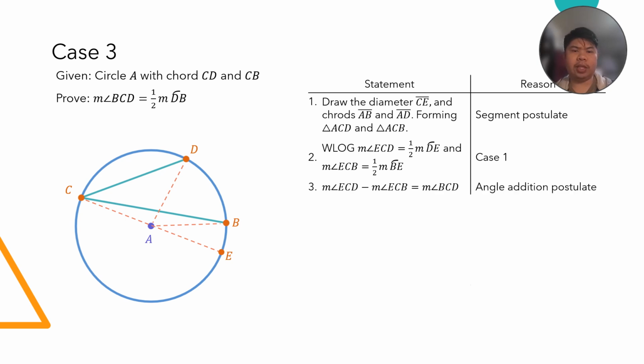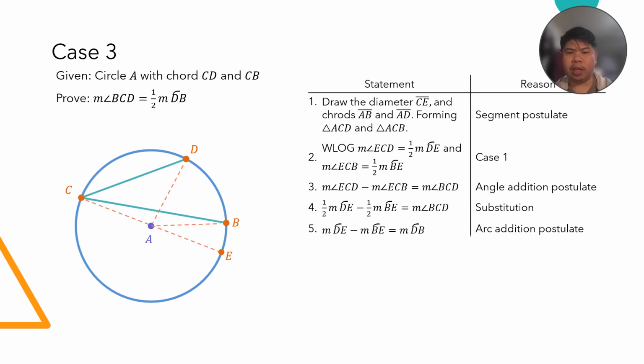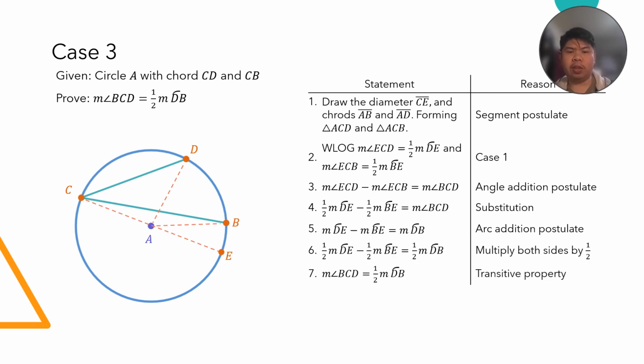But the difference now is that we actually subtract our angles to get angle BCD, right? And you'll see that we're also subtracting the rest of our angles. And the same thing goes for our arcs, which gives us the relationship that we want, which is that the measure of angle BCD is equal to 1/2 the measure of arc DB via the transitive property.